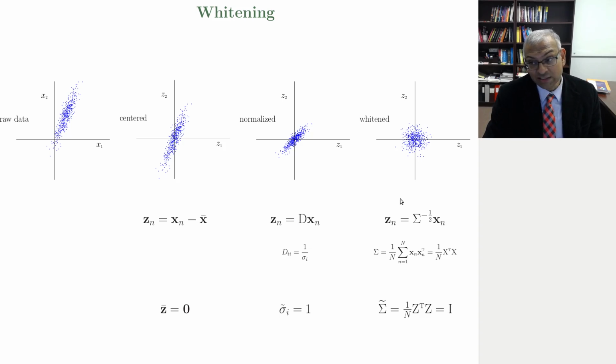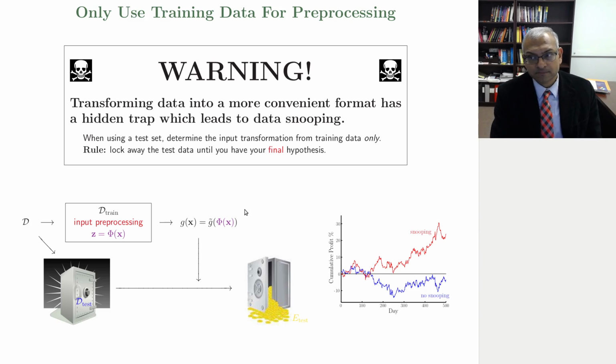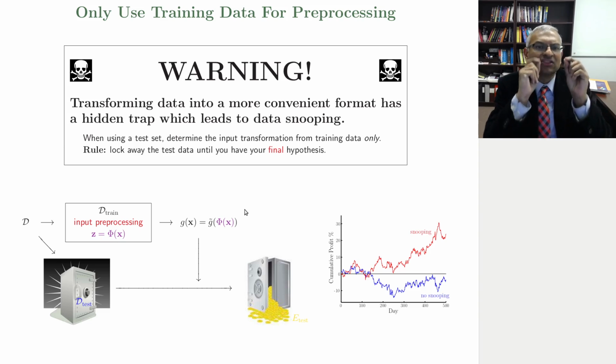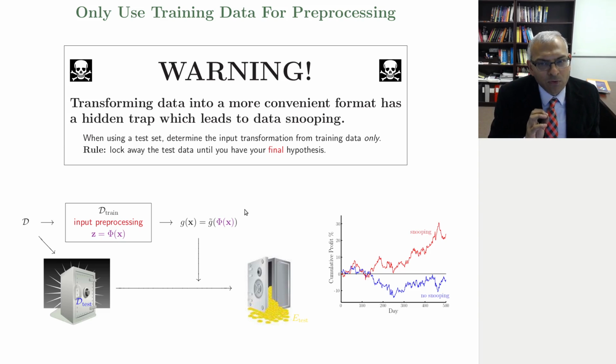And in whitening, you're really looking at the data because you need to compute the covariance matrix for the data points, and then you're going to transform using that covariance matrix. So all the input pre-processing transforms look at the data. Now, if you're going to look at the data, you had better make sure you're only looking at the training data. Otherwise, you're data snooping.